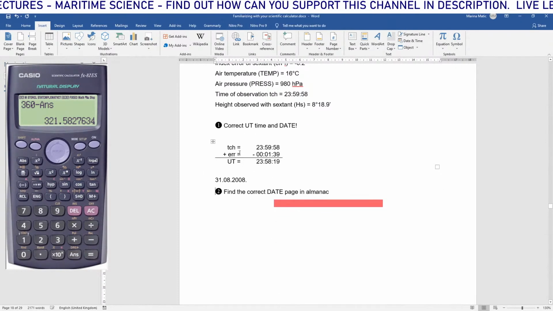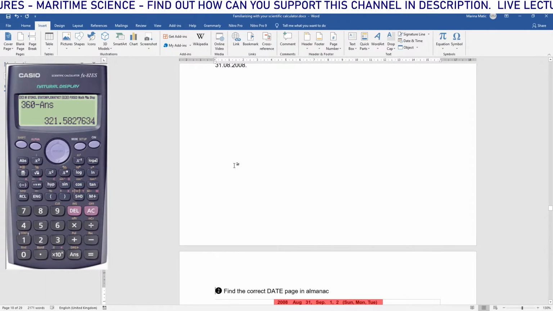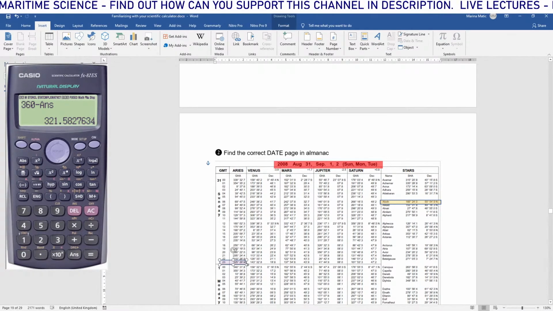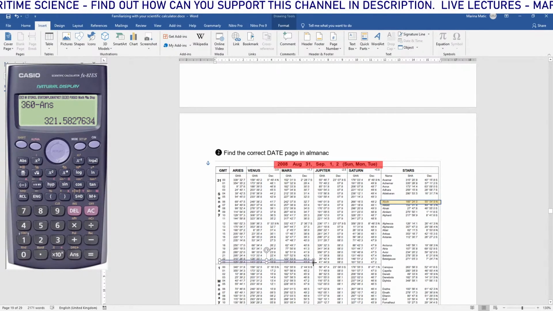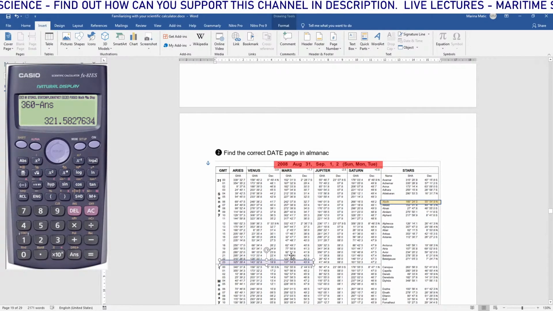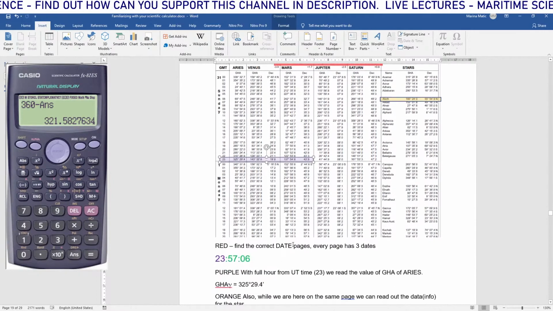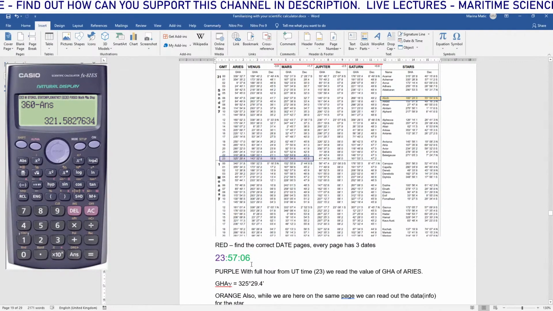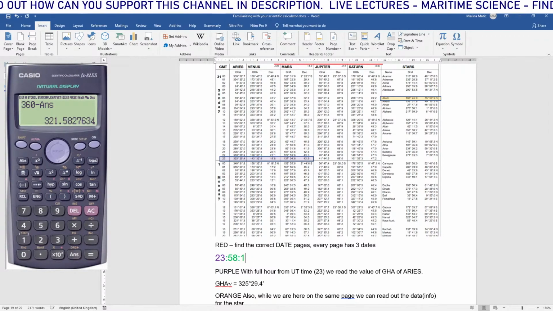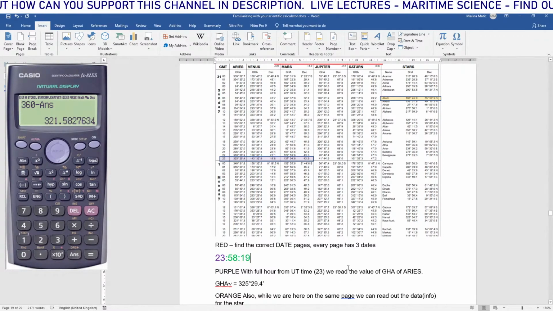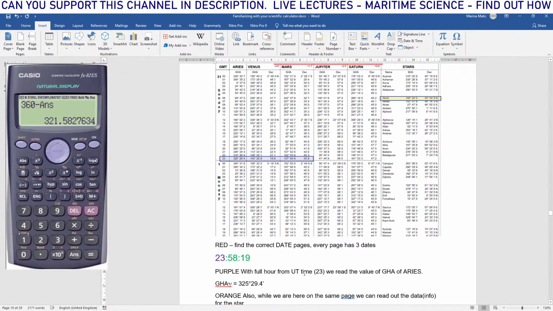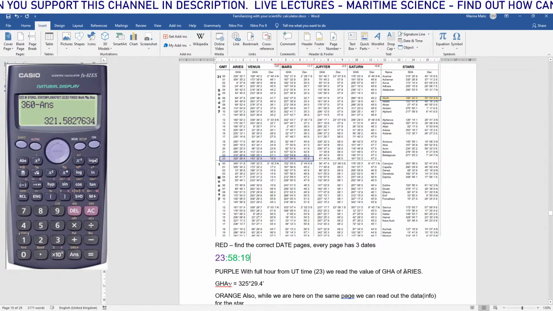And now we need to make a page break. And now we are looking for 23, but we need to spread this because we are looking for Mars data. And for Mars, it's no longer 57, it's 58, 19. So we need to read, with the full hour from UT time, the value of GHA for Mars.